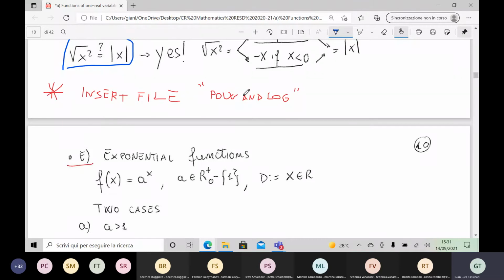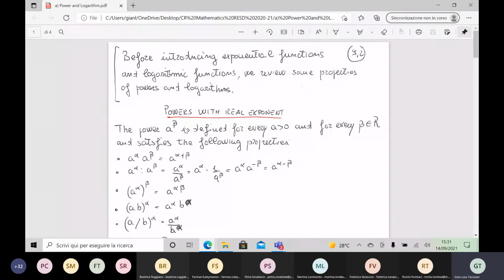So if you go in the folder I uploaded, you have a file, powers and logarithm. I already opened it. Let me increase the dimension.